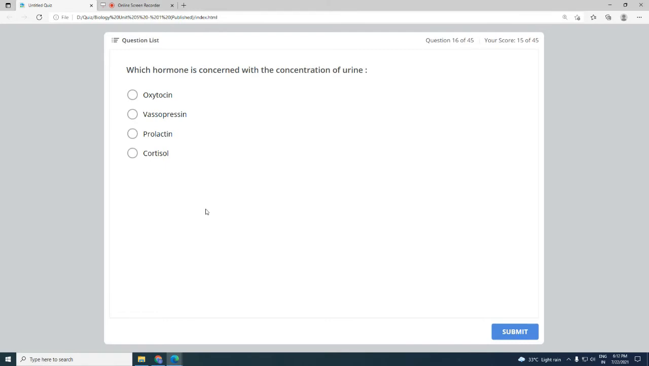Which hormone is concerned with the concentration of the urine? Oxytocin, vasopressin, prolactin, cortisol. Option B is the right answer. Vasopressin.